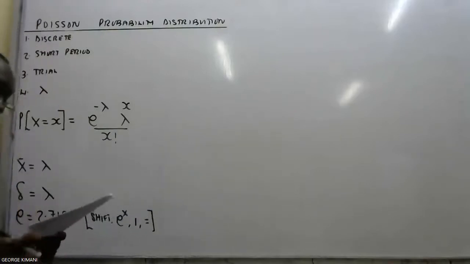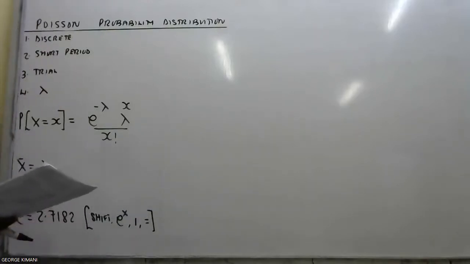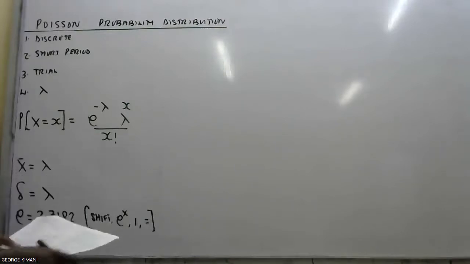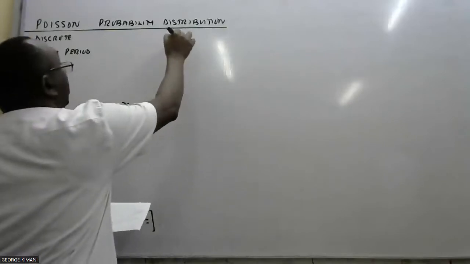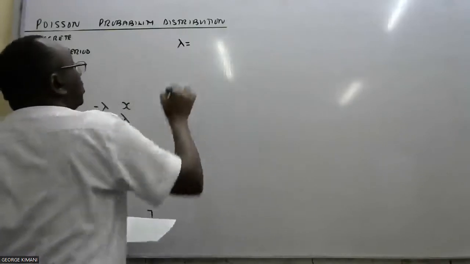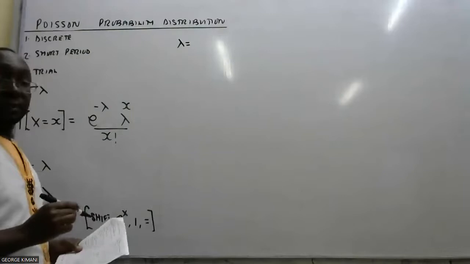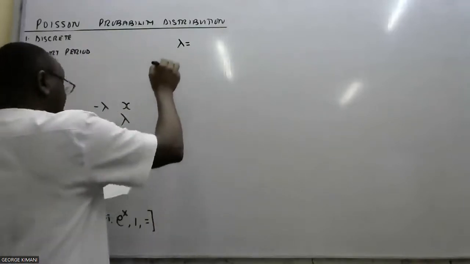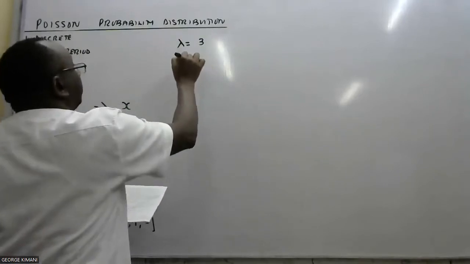So we look at question 18. During a normal day, the average number of lorries arriving at the depot is 3 per hour. What is the probability that in an hour, more than 4 lorries will arrive? The first thing when you are dealing with these questions is to know your mean. So in this question, the mean arrival is 3 per hour.